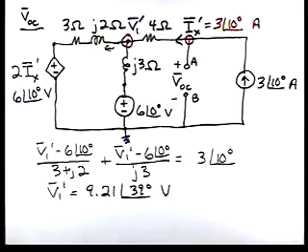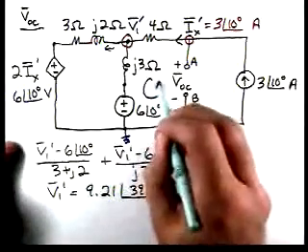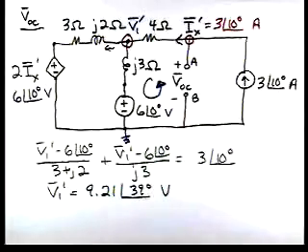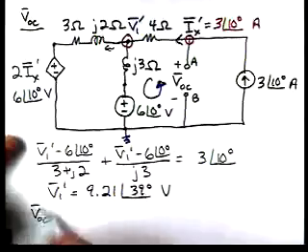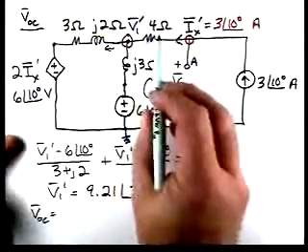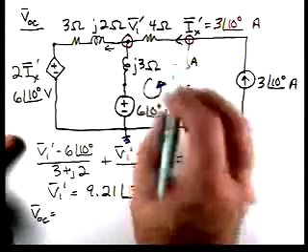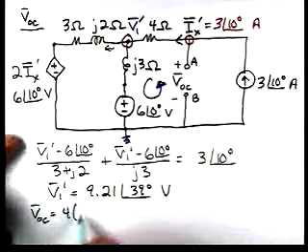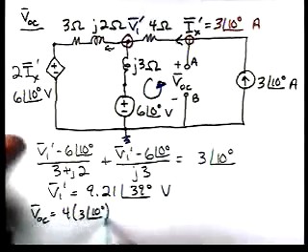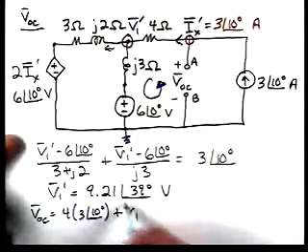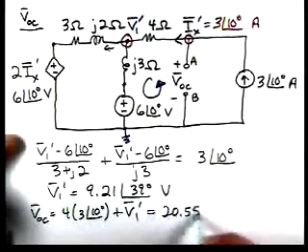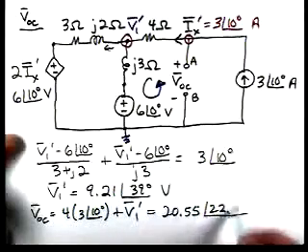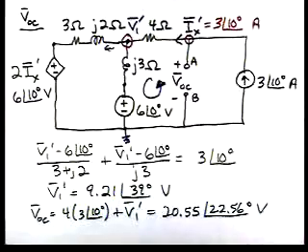Now we can find VOC by applying KVL around this loop. So VOC is going to be the voltage across this resistor, which is 4 times the current. So we have 4 times 3 at an angle of 10 plus V1 prime, and that gives us 20.55 at an angle of 22.56 degrees. Okay, so there's our open circuit voltage.